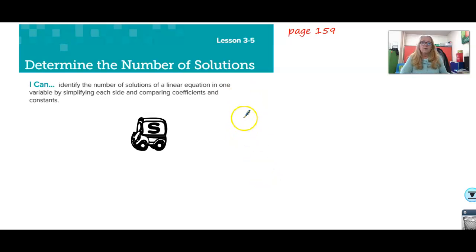An example might be x equals x plus 2. Is there any number in the world that x could be that would make this true? No, because no matter what number x is, this side's always going to be 2 more. So that's an example of an equation that has no solution. There's no value of x that will make this work.